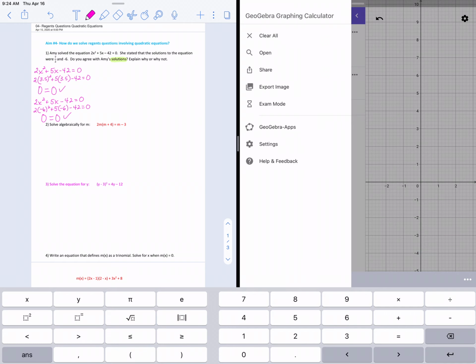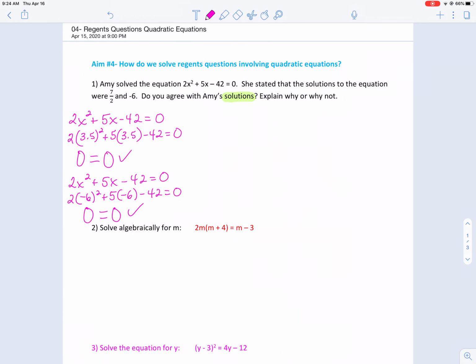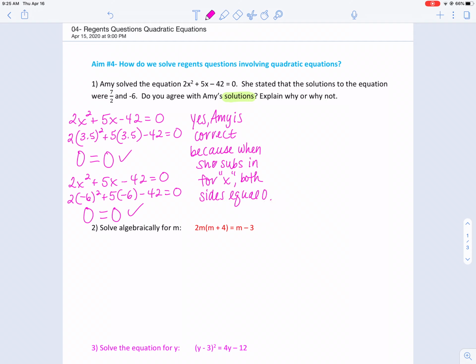I'm going to say that this is one option. Option 1. Yes, Amy is correct because when she subs in for x, both sides equal 0, or they equal each other. So that's one definite option.